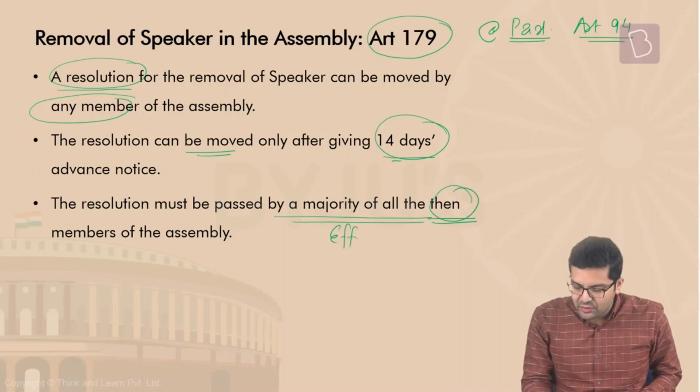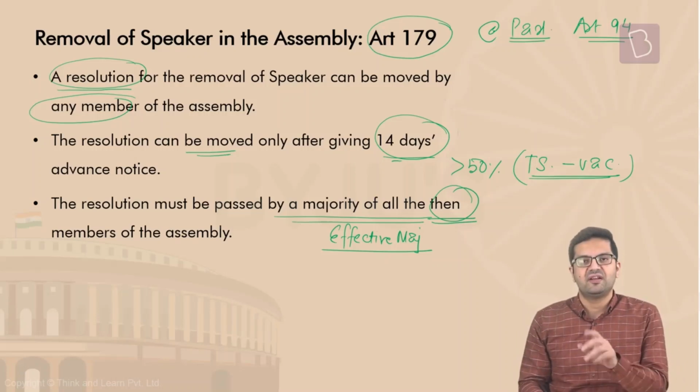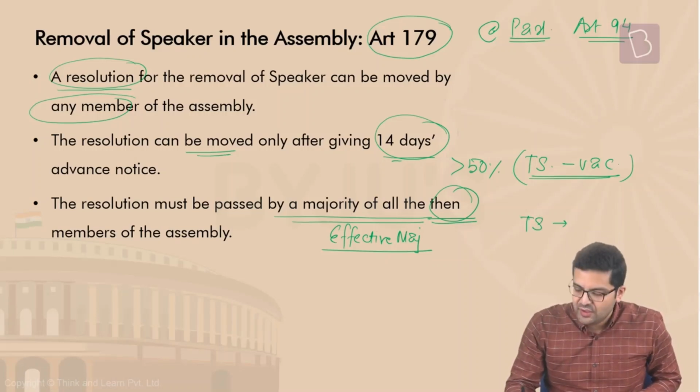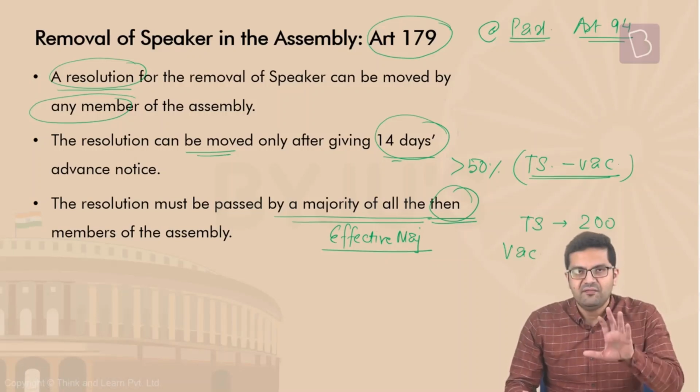This majority is called effective majority. Meaning what? What is effective majority? Total strength minus vacancy. More than 50% of this is what is called effective majority. For example, let's say the total strength of a house is 200. This means there are 200 MLAs. Suppose 5 MLAs have passed away or resigned. That means there is a vacancy. 5 seats are vacant. What is the effective strength?